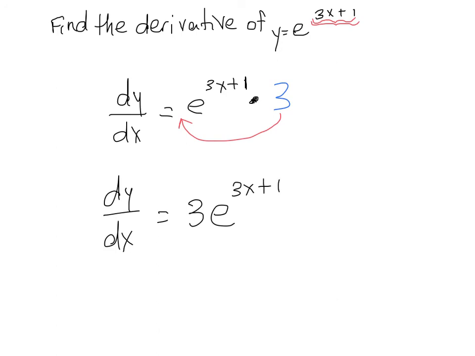So again, if you had to verbalize what you're doing each and every time for these questions, you're taking the derivative of the whole, the big function, and then you're going to multiply it by that derivative of the inside function. And that's really all there is to the chain rule.